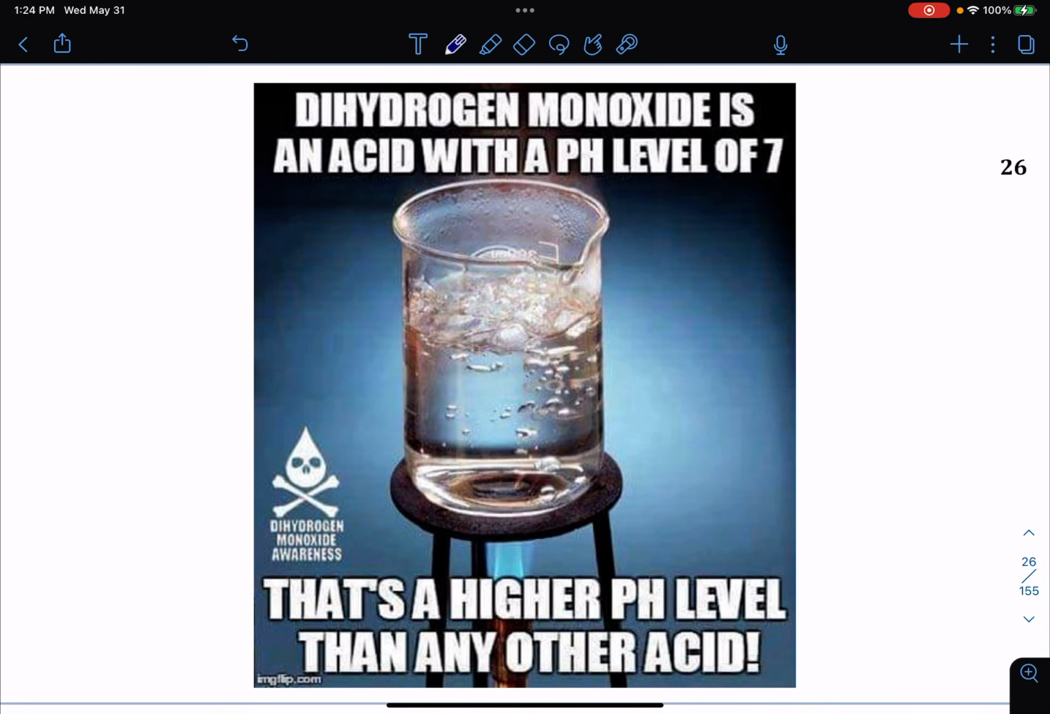Water is in fact an acid with a pH level of 7, and we'll find, if you don't already know, that a pH level of 7 is neutral, even though it can still be considered an acid. Acidic pH levels are lower levels. So this pH level of 7 is in fact a higher level than any other acid, but that actually means it's less acidic than any other acid. The way it's worded here, it's hoping that you don't understand acid-base chemistry, and that you don't understand that actually the lower levels of pH are the more acidic and potentially more dangerous, not the higher ones. It's assuming you don't understand chemistry to try to fool you into thinking that this dihydrogen monoxide is much worse than it is.